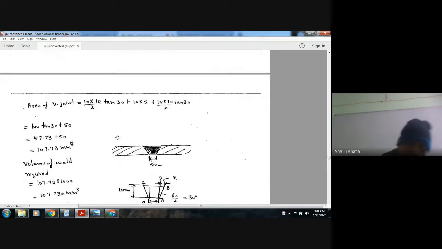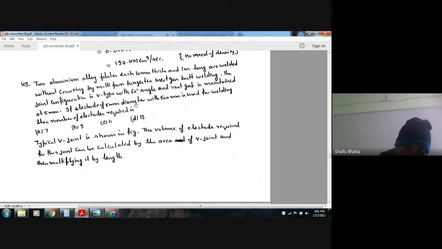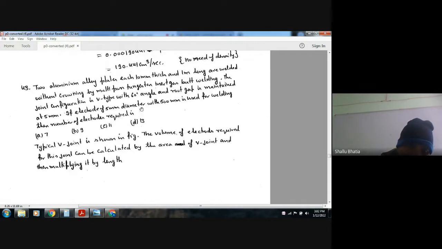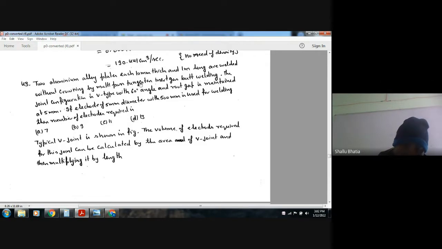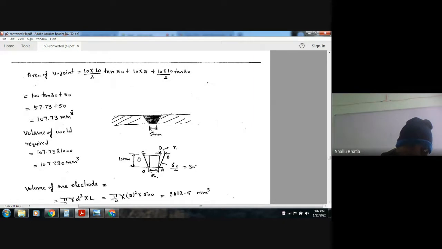So this is the V joint given. This is the root, and this is the root gap. This root gap is your 5 mm, and this angle is your 60 degree. Based on this, each half angle will be 30 degree. So this is your 5 mm, and the thickness is 10 mm.